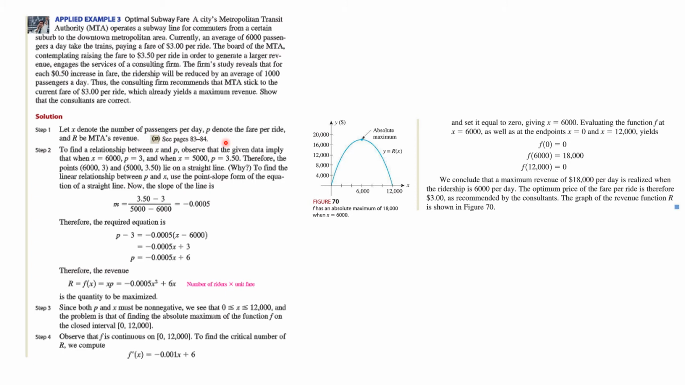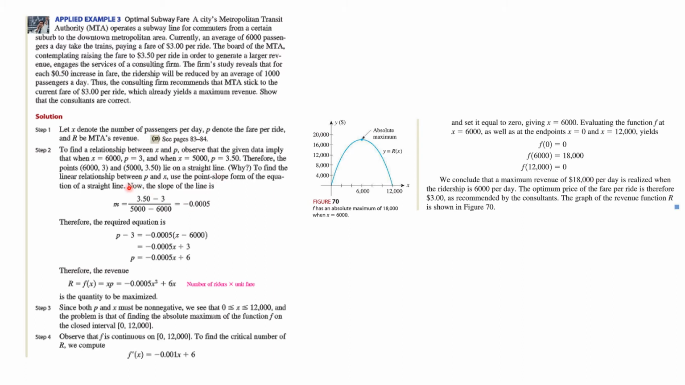So step one, we're going to let X be the number of passengers per day, P be the fare per ride, and R be the MTA's revenue. You have to think quite a bit to come up with this. But now we need to find a relationship between X and P. The given data tells us that when X is equal to 6,000, P is equal to 3, and when X is equal to 5,000, P is equal to 3.5. Therefore, we take those two points, and they lie on a straight line.